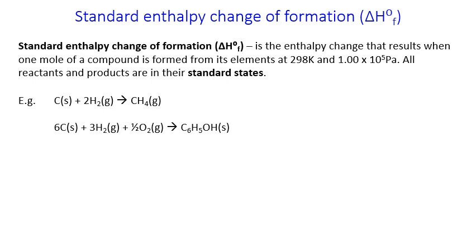For example, for methane, it would be carbon plus 2 hydrogen giving methane. And for C6H5OH, that would be 6 carbon plus 3 H2 plus half oxygen, giving C6H5OH, which will be a solid.